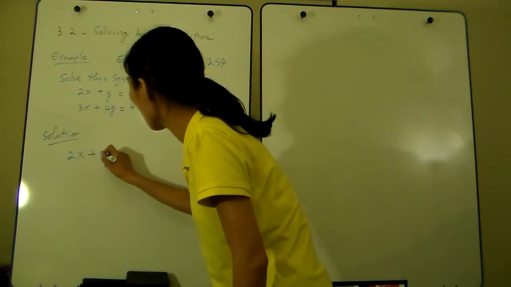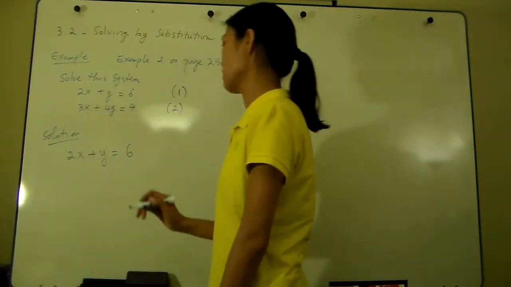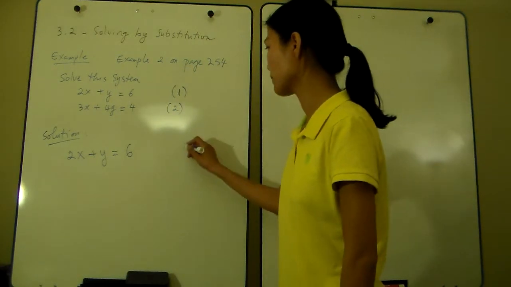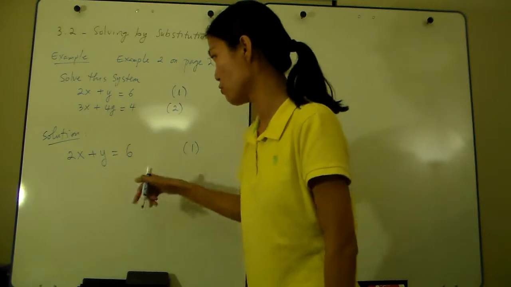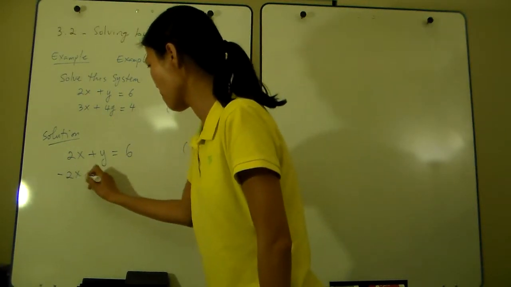2x plus y equal to 6. Okay, and this is equation 1. And I'm going to solve for y. To solve for y, subtract 2x on both sides.